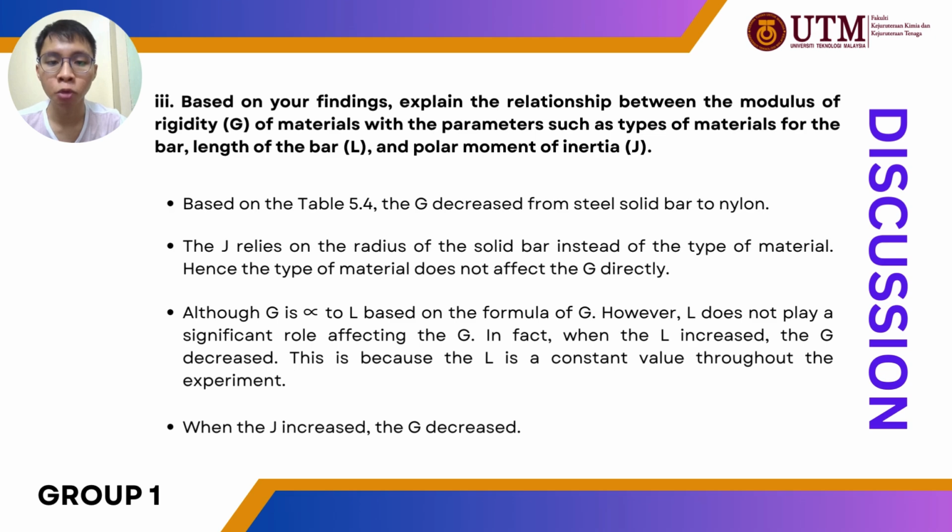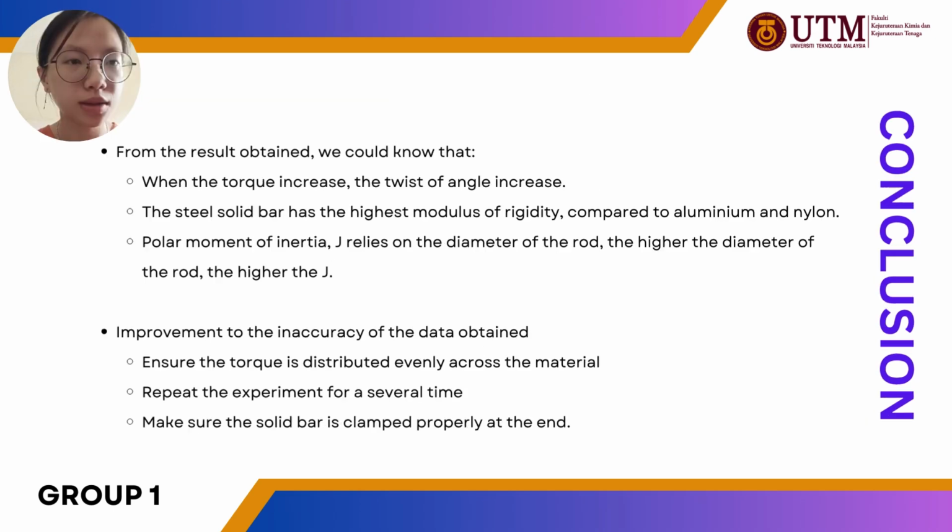Last but not least, throughout the experiment, we observe that when the J increases, the G decreases. Next, I'll present the conclusion. From the result obtained, we know that when the torque increases, the angle of twist also increases. The steel solid bar has the highest modulus of rigidity compared to aluminium and nylon. Polar moment of inertia J relies on the diameter or radius of the rod. The higher the diameter of the bar, the higher the J.